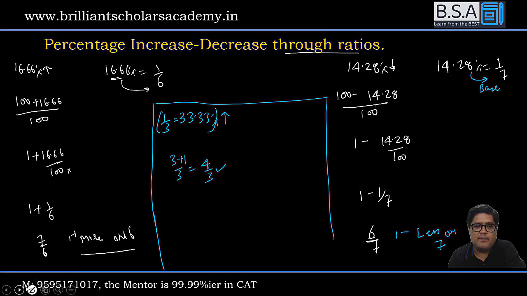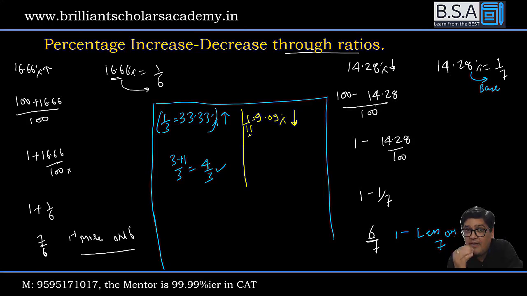More examples. Let us say in some case, in some question, I need 9.09% less. Forget less. What is 9.09 equal to? It is equal to 1 by 11. What is the base? 11. 11 पे कम करना है. कितना कम करना है? 1. 11 पे 1 कम कर देना है. That is job done.